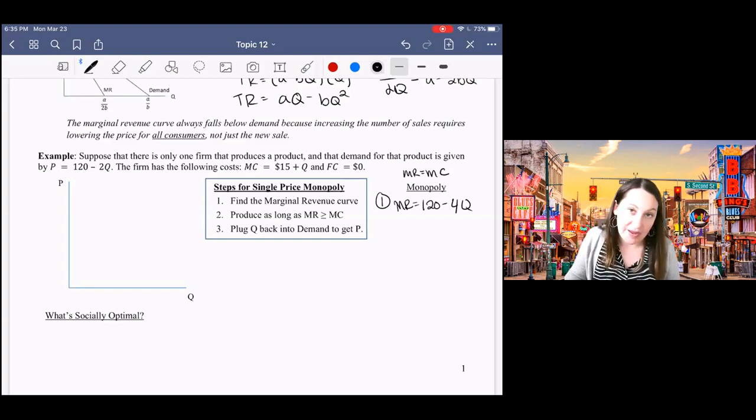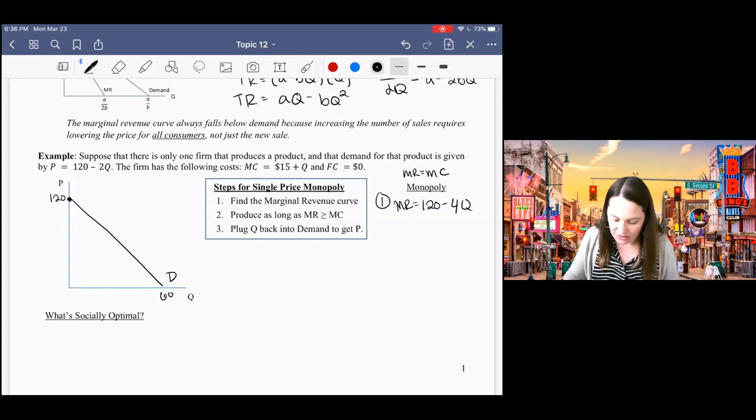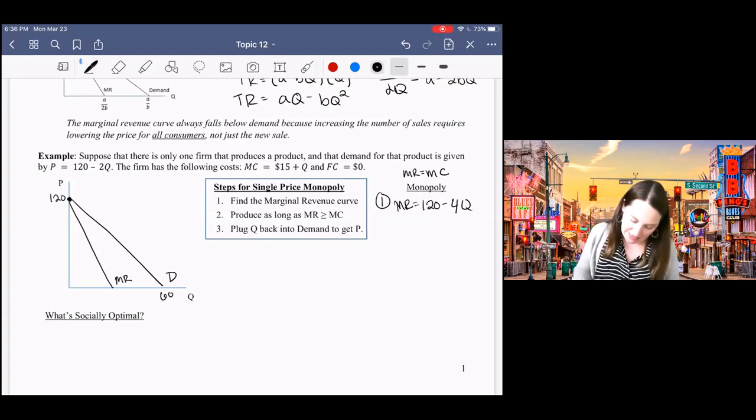Let's graph demand, marginal revenue, and also marginal cost. All right, so we've got our demand equation. That's 120 minus 2Q, so the x-intercept is 60. And then remember our marginal revenue curve, it's also going to start at 120. You can see that in the equation for marginal revenue. And it's going to intersect the x-axis at half of the demand intercept.